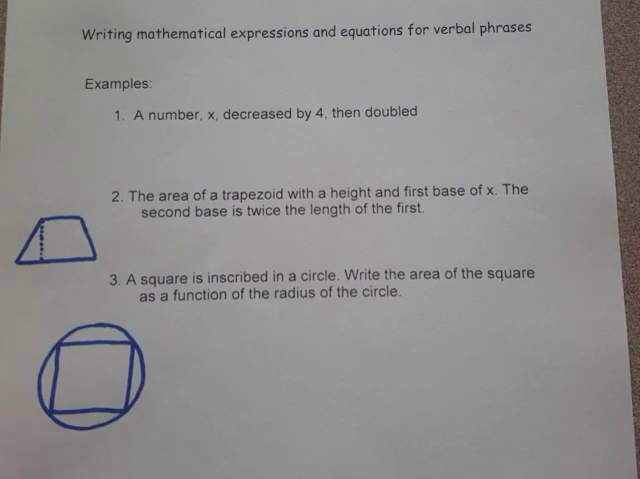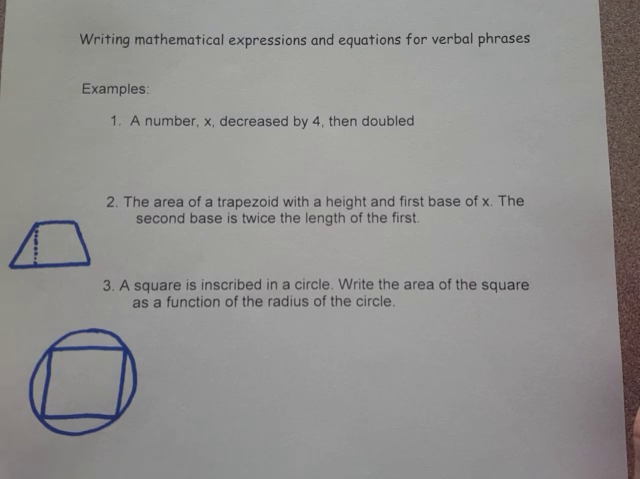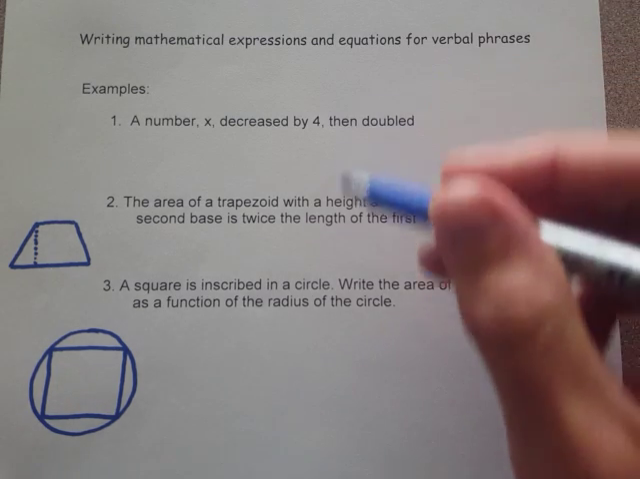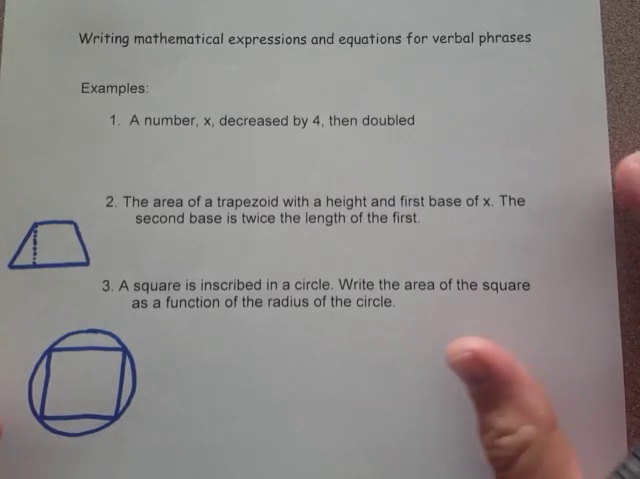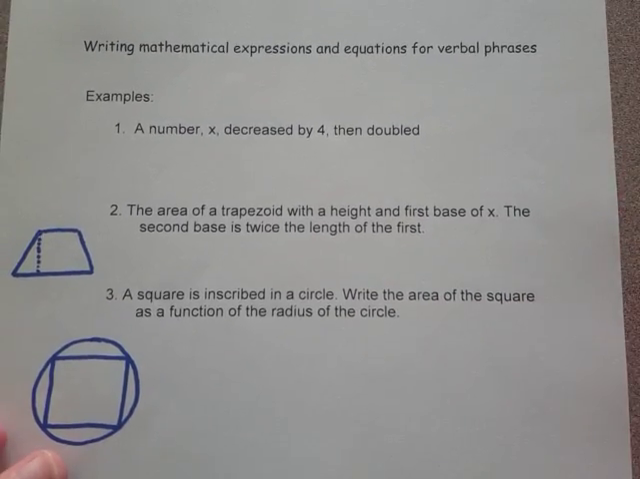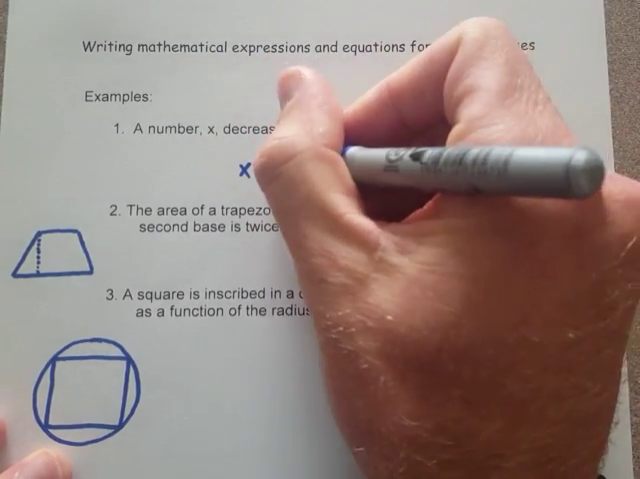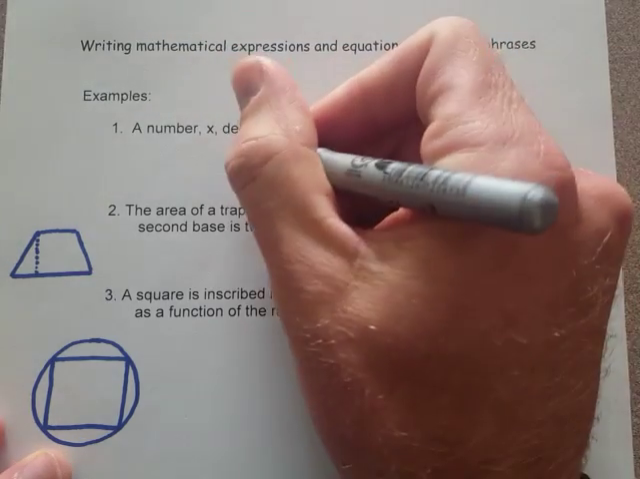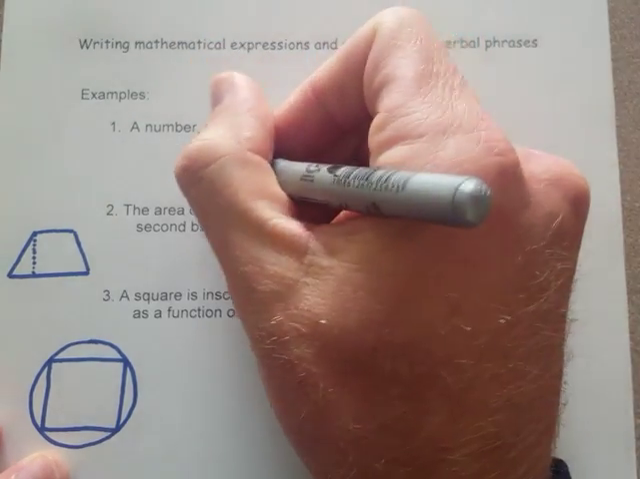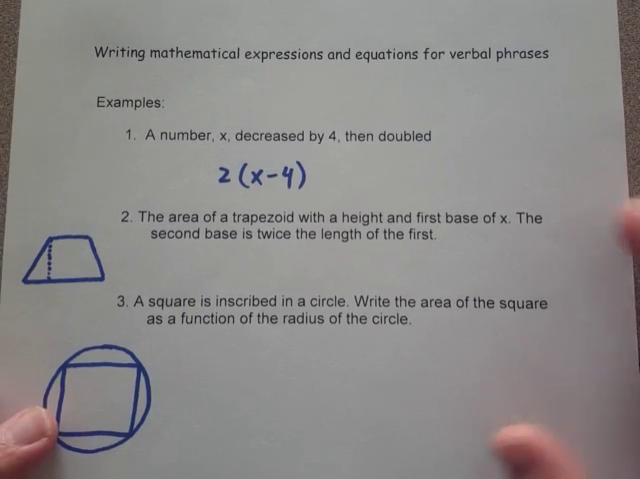First of all, number one, you'll see all kinds of these things in your assignment, like all three of these. So number one, a number x decreased by 4 then doubled. So that's just translating it into an expression. X decreased by 4 means minus 4, and then doubled is take the whole thing and double it. So we have to do it in the order that it mentions in order to get the correct expression.